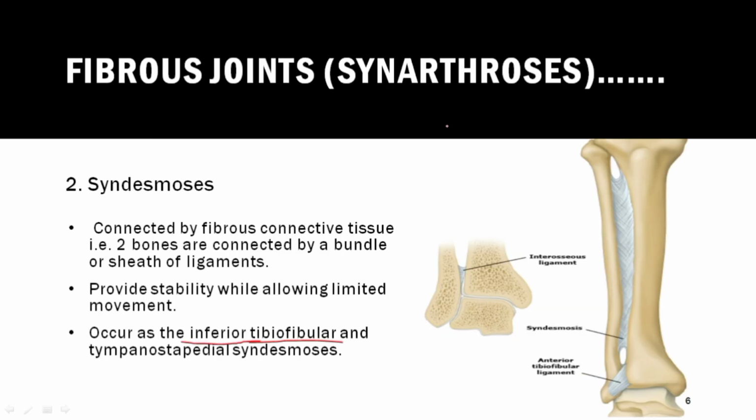Another type of fibrous joint is syndesmosis, and here two bones are connected by a bundle of ligament or a sheath of ligament. They basically provide stability and allow very little movement. It can be found between the inferior part of the tibia and fibula, forming the tibio-fibular joint or tibio-fibular syndesmosis.